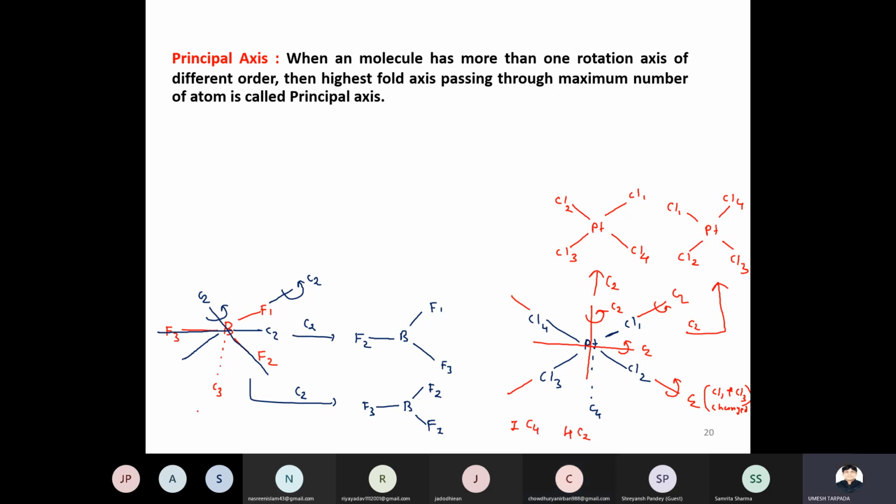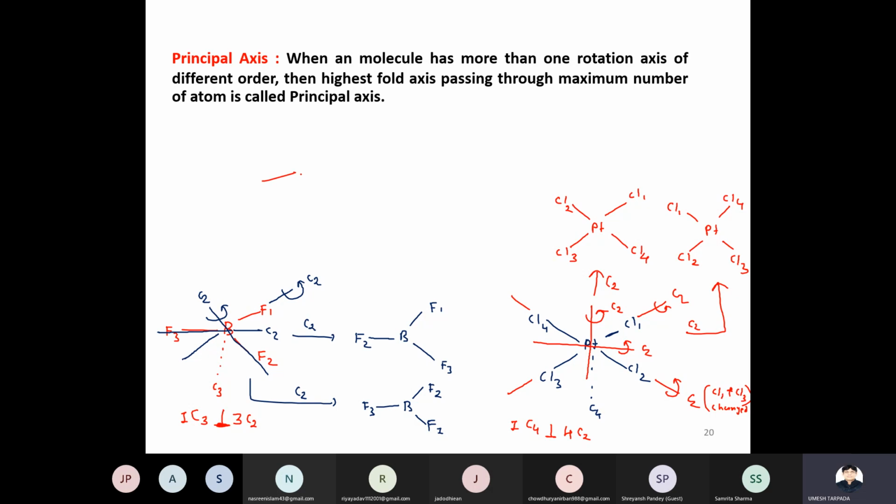One C4 is there. Here one C3 is there, and three C2 are there. Of course, the three C2 are perpendicular to C3, because C3 is on our side and the C2 are in the plane of the mobile. Here also the same thing is there.